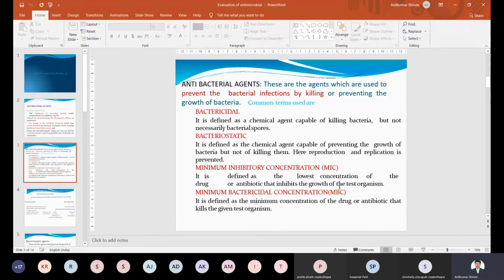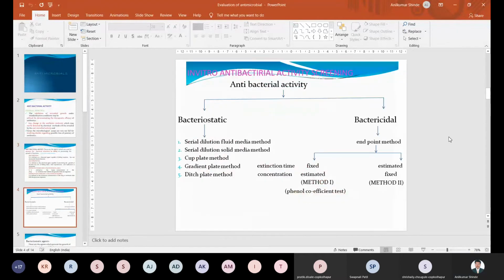Right. So which type of organisms an antibiotic can kill, you should know that, because all types of organisms are there. Maybe positives are there, negatives are there, right? Some antibiotics can kill only the negative organisms. Some antibiotics can kill only the positive organisms, right? So you should know which type of organisms you can kill with that antibacterial agent. This is called the minimum bactericidal concentration.